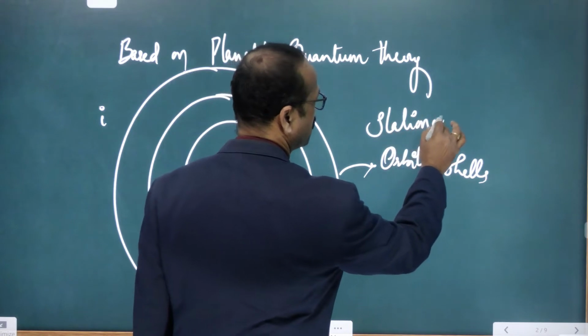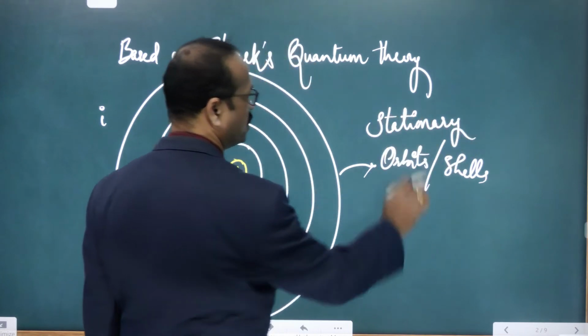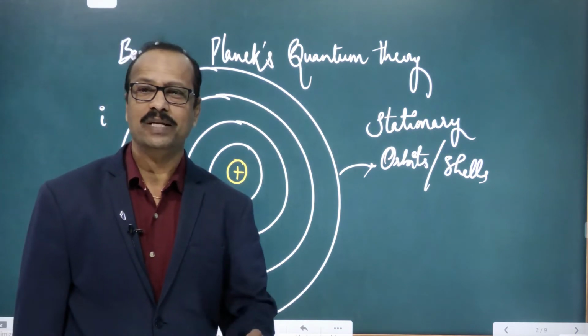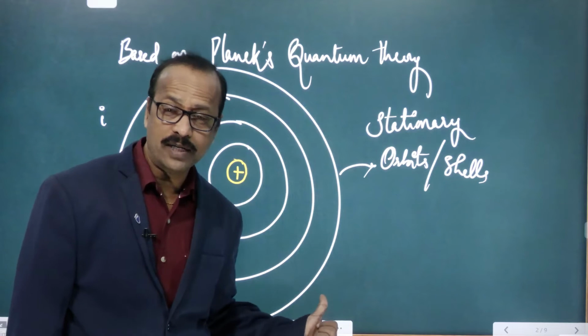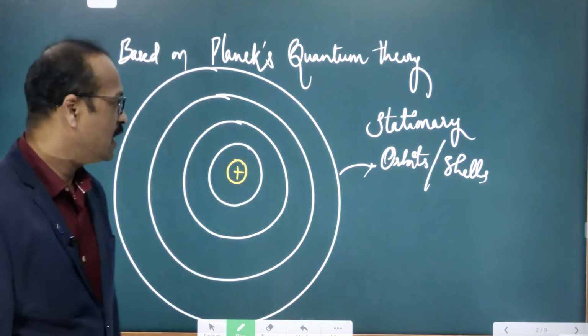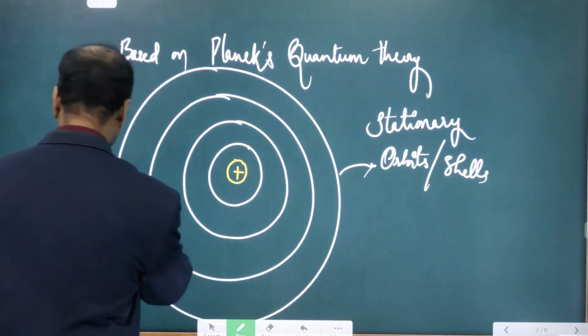stationary orbits or stationary shells. Why? Because the energy of the electron remains constant. So, this is a point that explains that atoms are stable, right? Next point, what is it, students?